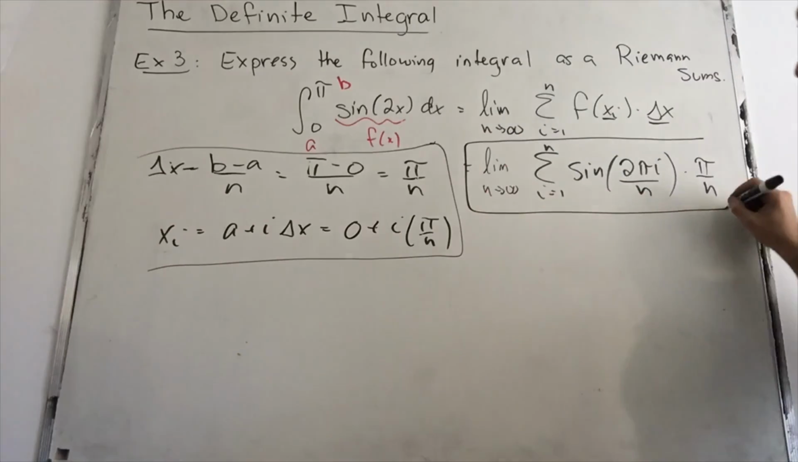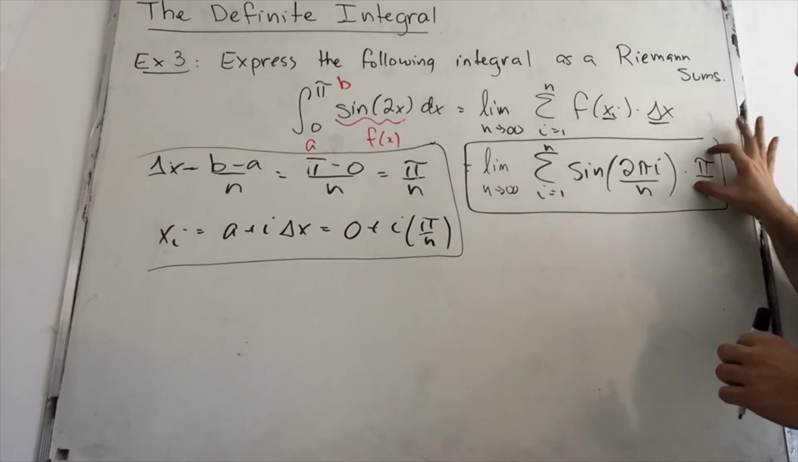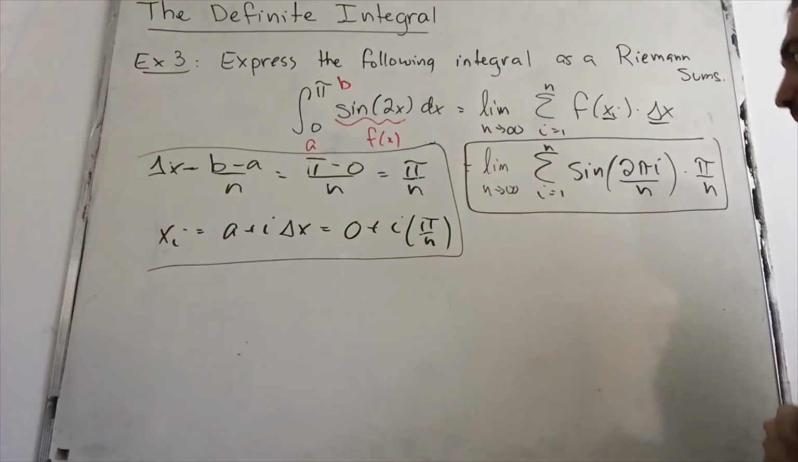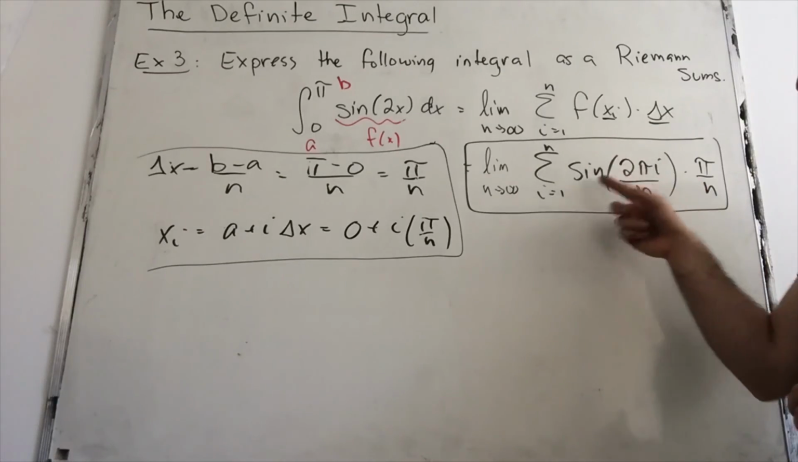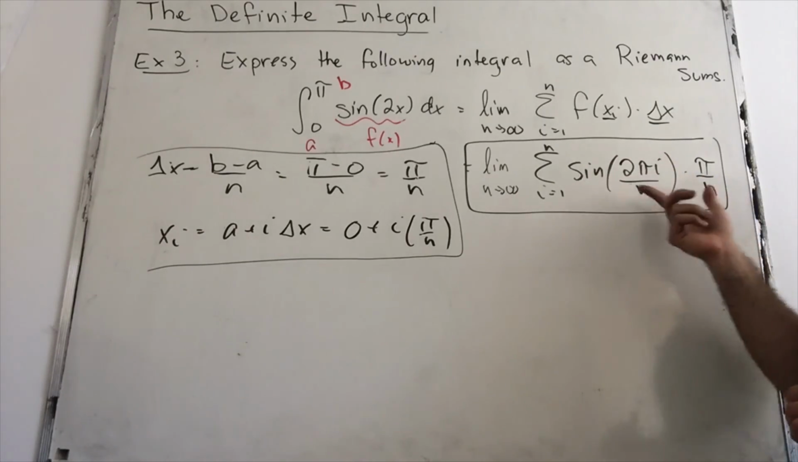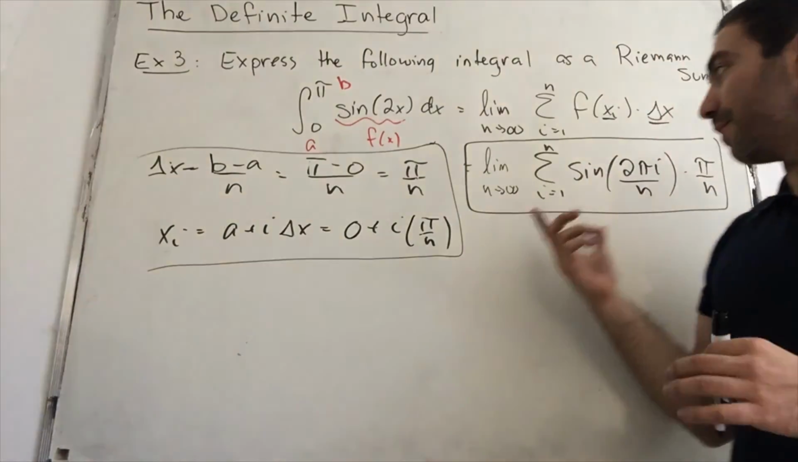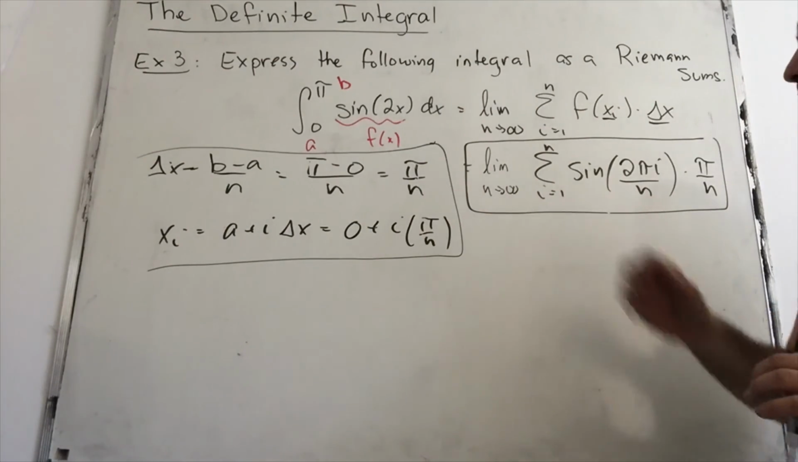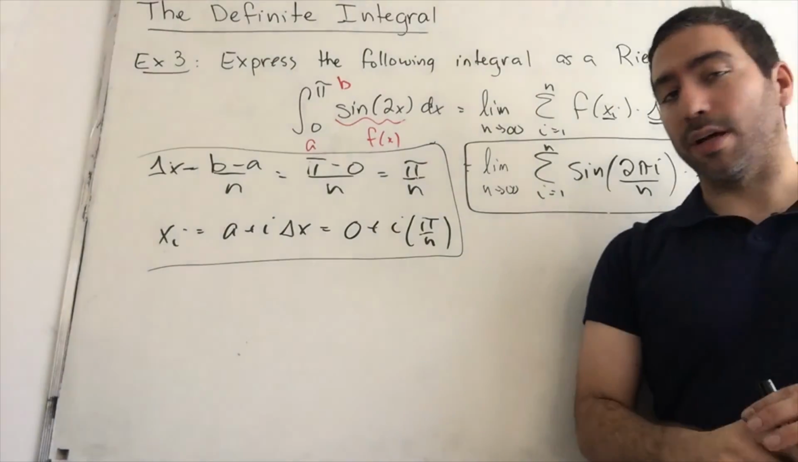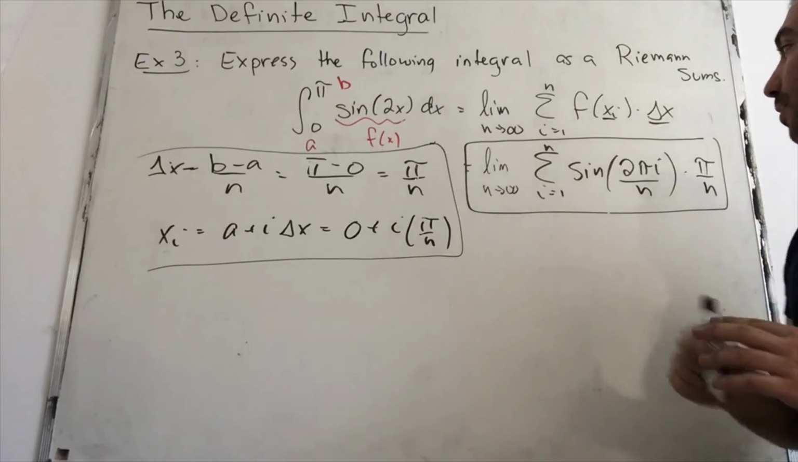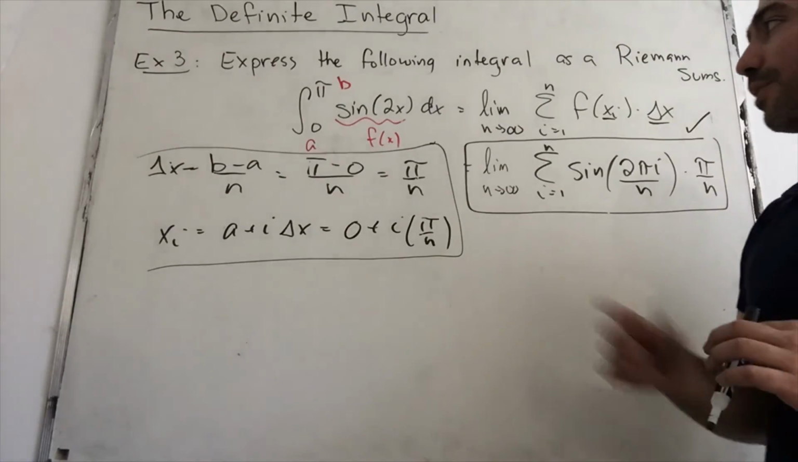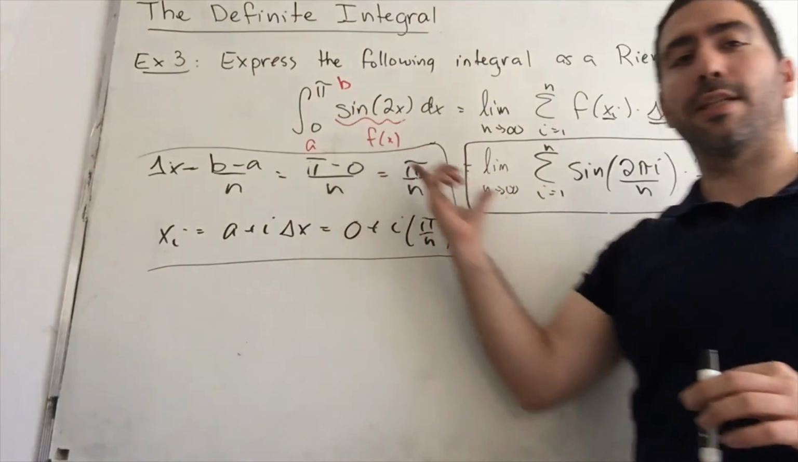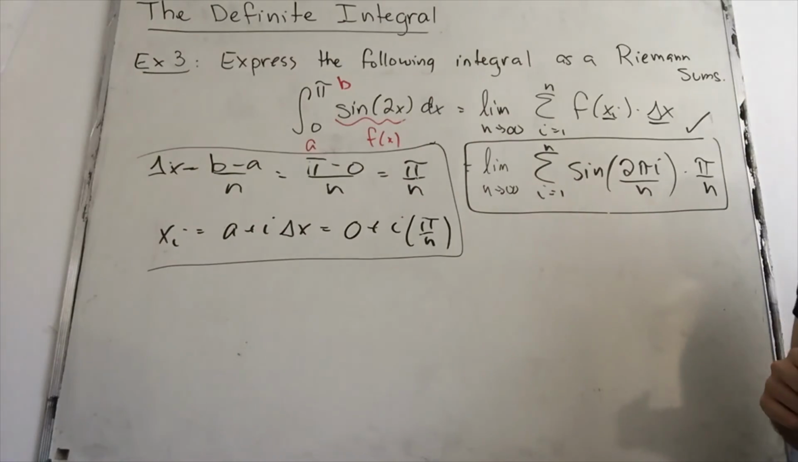If you want, you could factor out the pi over n, or remove it from the sum. The sine, you can't remove because it has an i in it, so we can't evaluate this further. We're stuck at this stage here. Later on, we're going to see how to evaluate these, okay? So this would be the final answer. This integral expressed as a limit of a Riemann sum, okay?